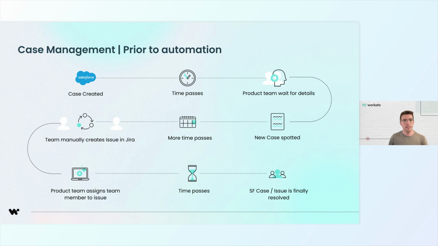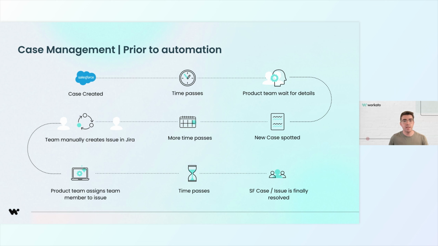Let's take a look at a typical case management workflow, specifically a process where cases from Salesforce need to be transferred to Jira for the product team. Prior to automation, here's how that process would typically play out. First, a case is created in Salesforce, and time passes while the product team waits for details. Then manually, the team will create an issue in Jira. More time passes before the product team spots the case and assigns a team member to resolve it. And only after several delays is the case actually resolved.